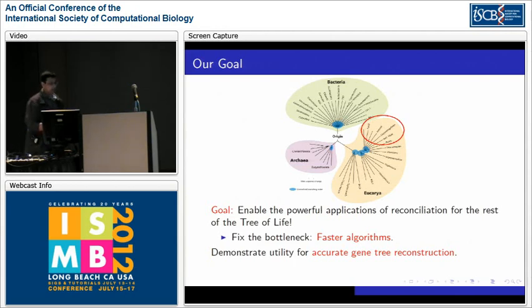So our goal really is to be able to enable these very powerful applications of reconciliation to the rest of the tree of life, right? So right now, this is where we can do these things. These are multicellular eukaryotes. For the remainder of the tree, there's nothing. And to be able to do this, we need to fix the bottleneck. The big bottleneck here is that the algorithms are too slow. So in this work, we developed faster algorithms. And later on in follow-up work, we've also applied these algorithms to accurate gene tree reconstruction. And I'll talk about this briefly towards the end of the talk.